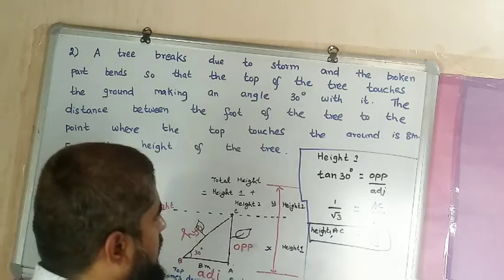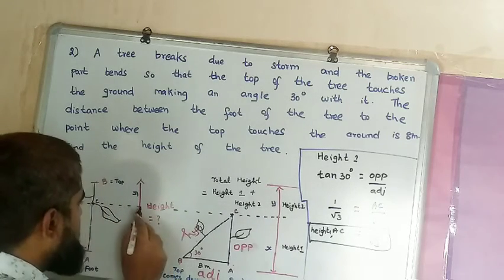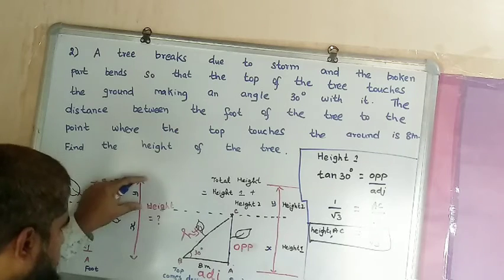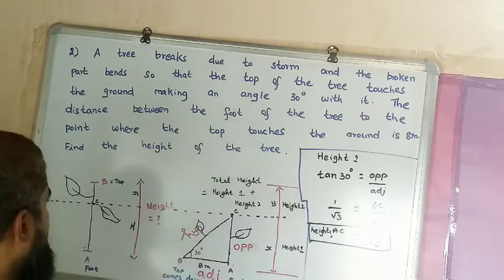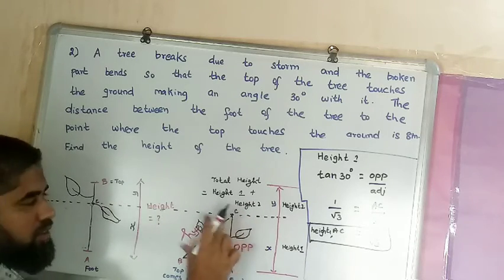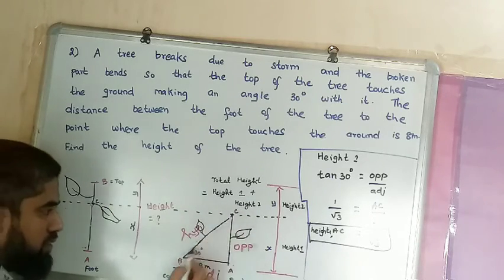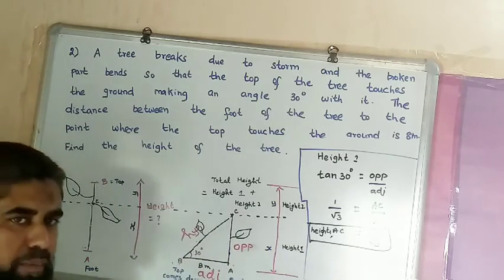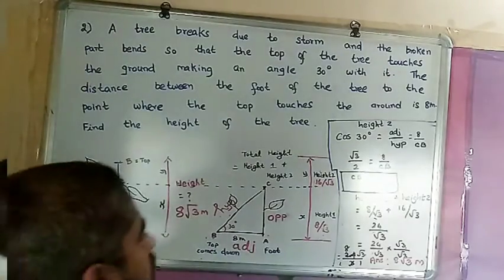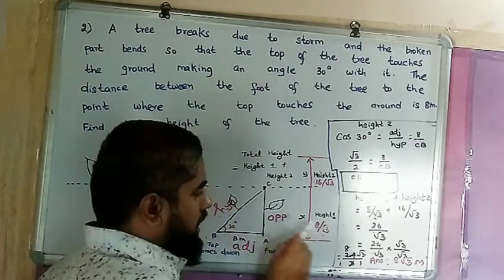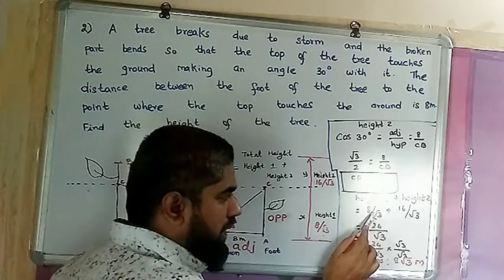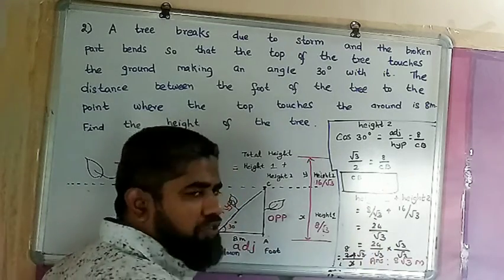Okay. Now we need to find the height, which is y. So this part has been transformed to this part. So this BC has now come like this. So this part forms the hypotenuse of this right triangle. In order to find the total height, we need to add 8 by root 3 and 16 by root 3. So it is nothing but 8 plus 16, 24. So 24 by root 3.